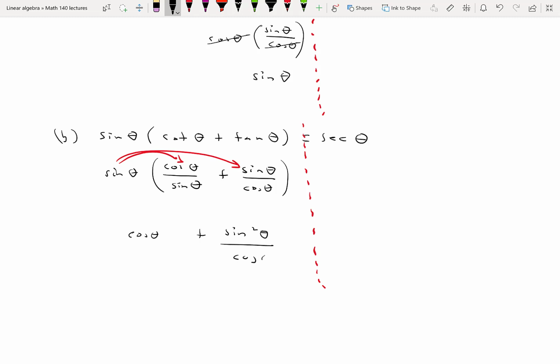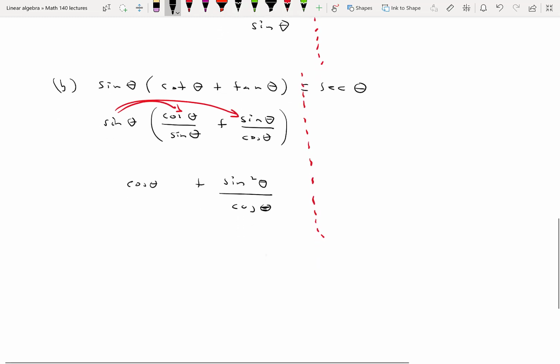Well, it still looks pretty far away from the original, the secant on the right-hand side. The next thing I notice is that on the right-hand side I don't have any addition. I have one object on the right-hand side. So I'm going to add the fractions cosine over 1 with sine squared theta over cosine of theta.